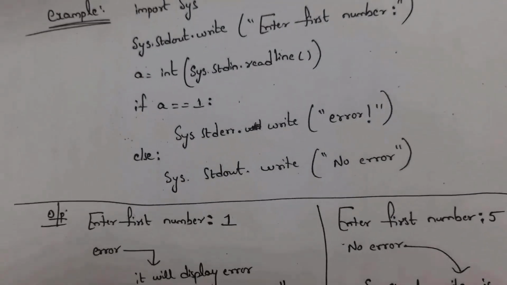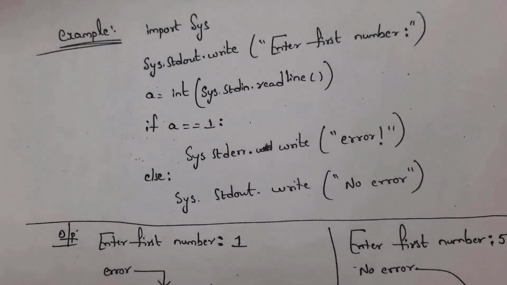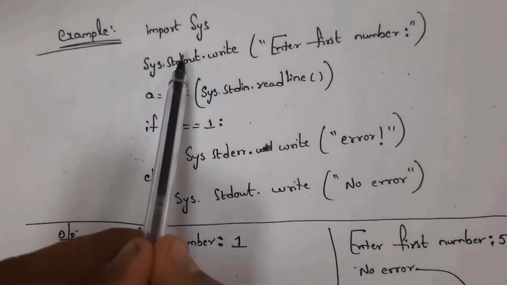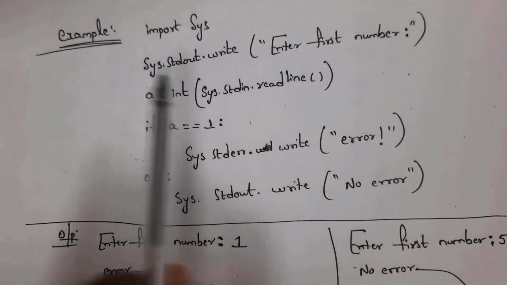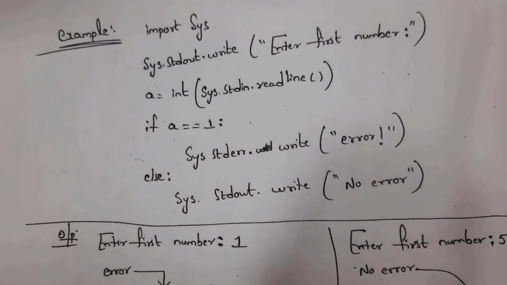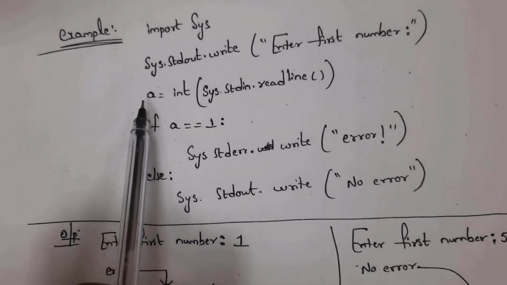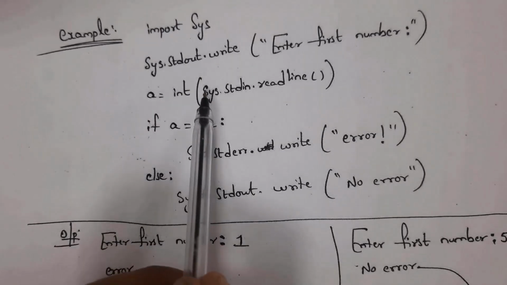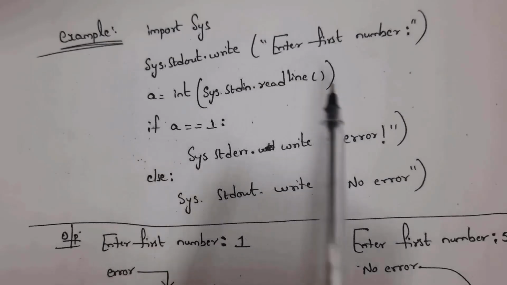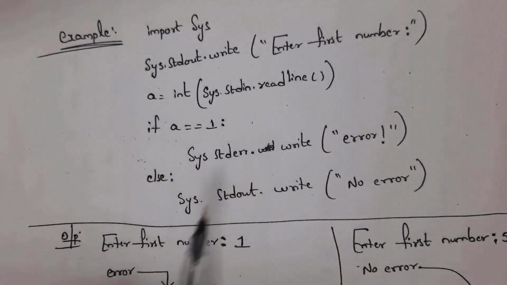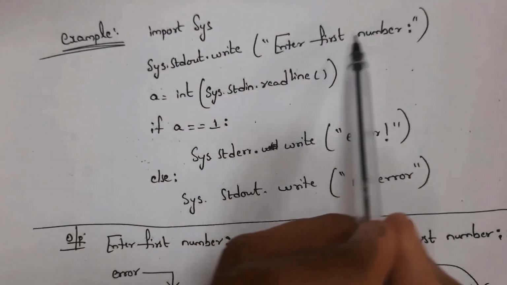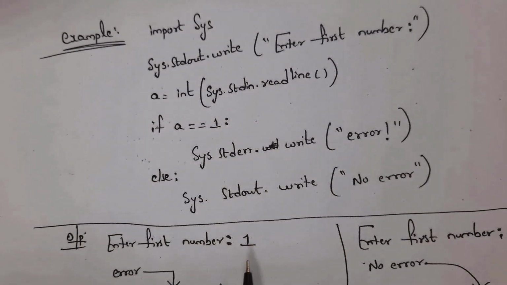This is one more example. Here at first I wrote import sys. Next I wrote sys.stdout.write. Inside this I wrote enter first number. So whenever you run this line of code, you will get output enter first number. Next I wrote a equal to int of sys.stdin.readline. Whenever you run this line of code, you can enter any number.